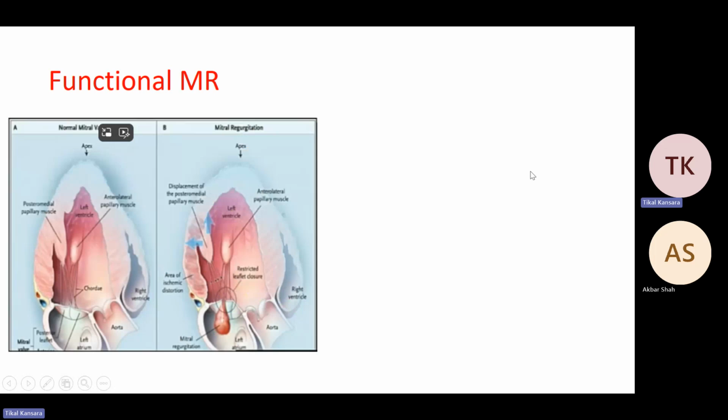So this is functional MR. Now this is the most important part, because this is the most common type we see. So what happens? Let's focus only on the posteromedial papillary muscle right now. Let's say the patient has a STEMI, or an infarction of the area of myocardial muscle supplying the posteromedial papillary muscle. Now, papillary muscles are not growing. The chordae tendineae are not growing. They are structures which are going to stay the same size.